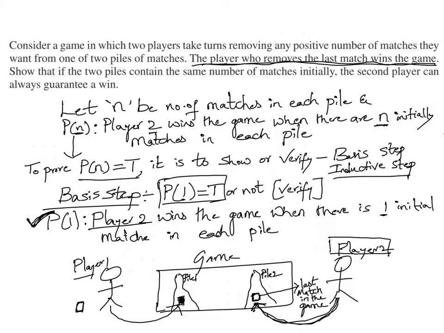Now see here, how many matches are there? Only one match. In the one match case, P of 1, who has won the game? Player 2 won the game. Hence P of 1 is equal to true is verified. Once P of 1 is equal to true is verified, the basis step is verified. Once basis step is verified, I will go to the inductive step.